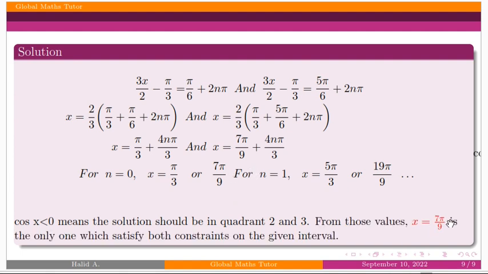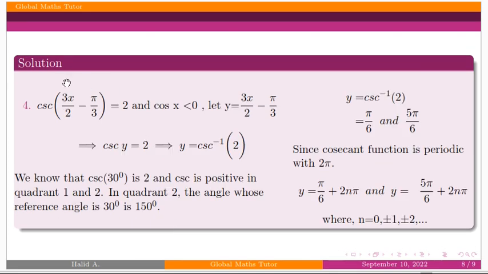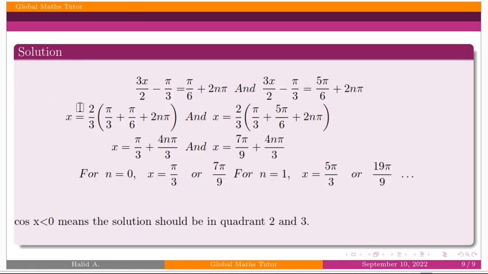So x equal to 7 pi over 9 will be the only solution which satisfies the constraint cos x less than 0, and it is also a solution for the given equation cosec of 3x over 2 minus pi over 3 equal to 2. This is the way we solve trigonometric equations.